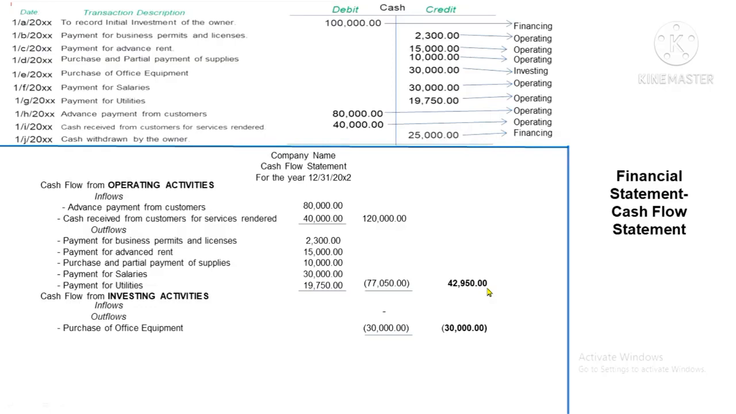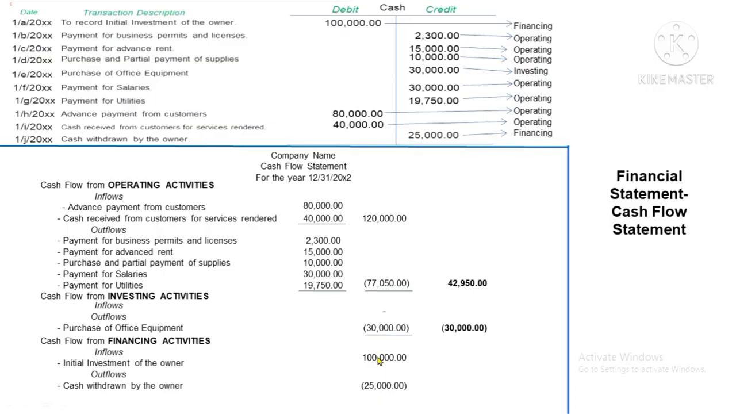In the financing activities, we have one cash inflow pertaining to the investment of the owner worth 100,000 and an outflow of 25,000 from the withdrawal of the owner. So we have a net cash inflow from financing activities of 75,000. So if you total this, 42,950 plus negative 30,000 plus 75,000, you will get the cash ending balance of 87,950.